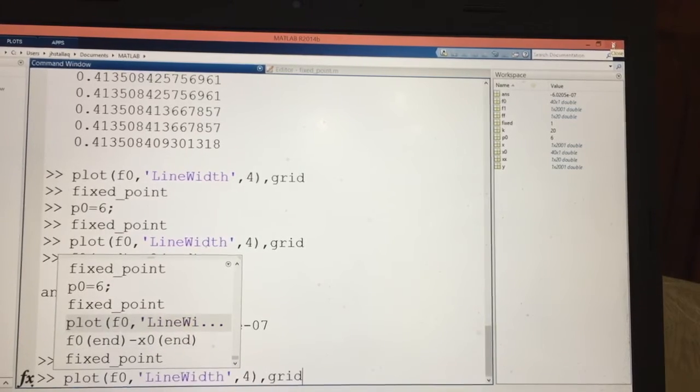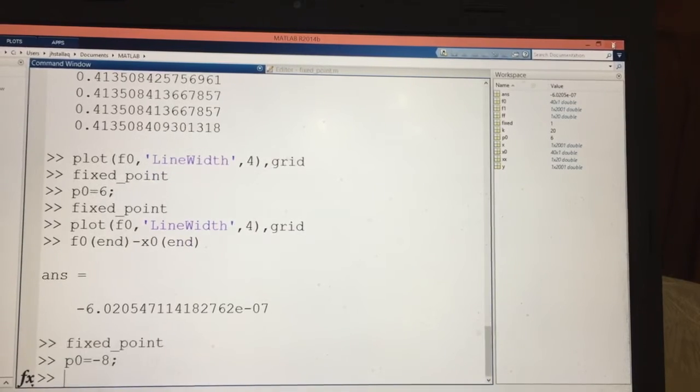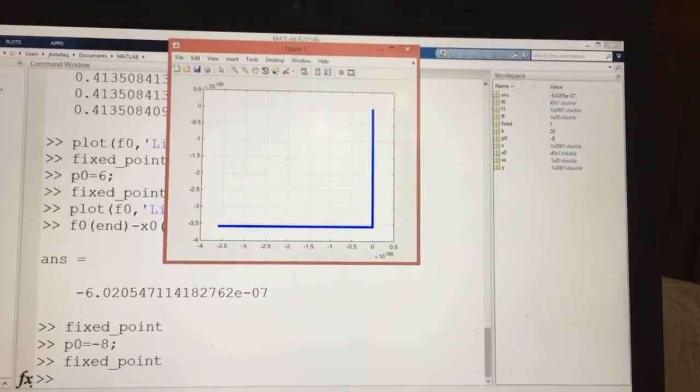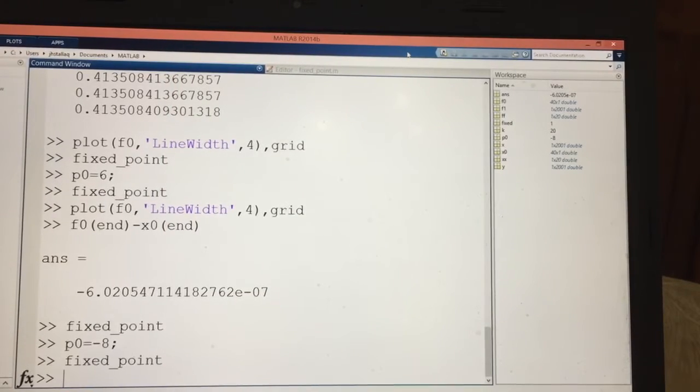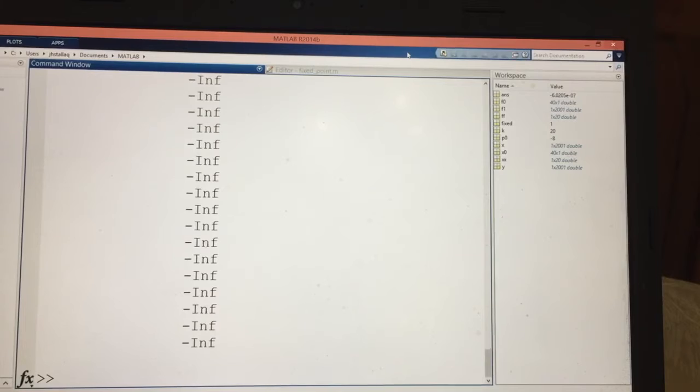Start at -8. Here -8, and see what happens. Fixed point. You see, it has gone to a very large value, 10 to the power 189. If you look at this one, you see infinity minus infinity. Similarly, x naught, it's minus infinity.